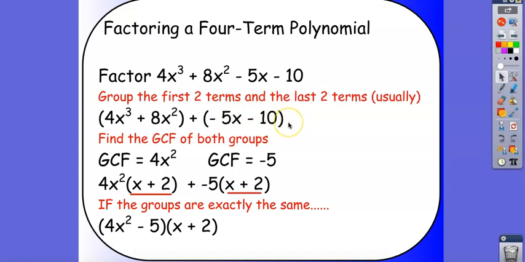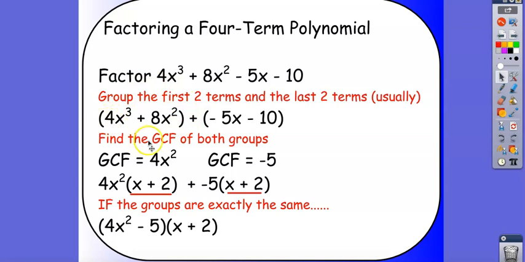I'm going to group them together. Notice that I have 4x cubed plus 8x squared. I put a plus sign here, and the negative I'm putting with the 5x. So I haven't changed this polynomial at all when I come down here. I'm just grouping it, putting parentheses around it.